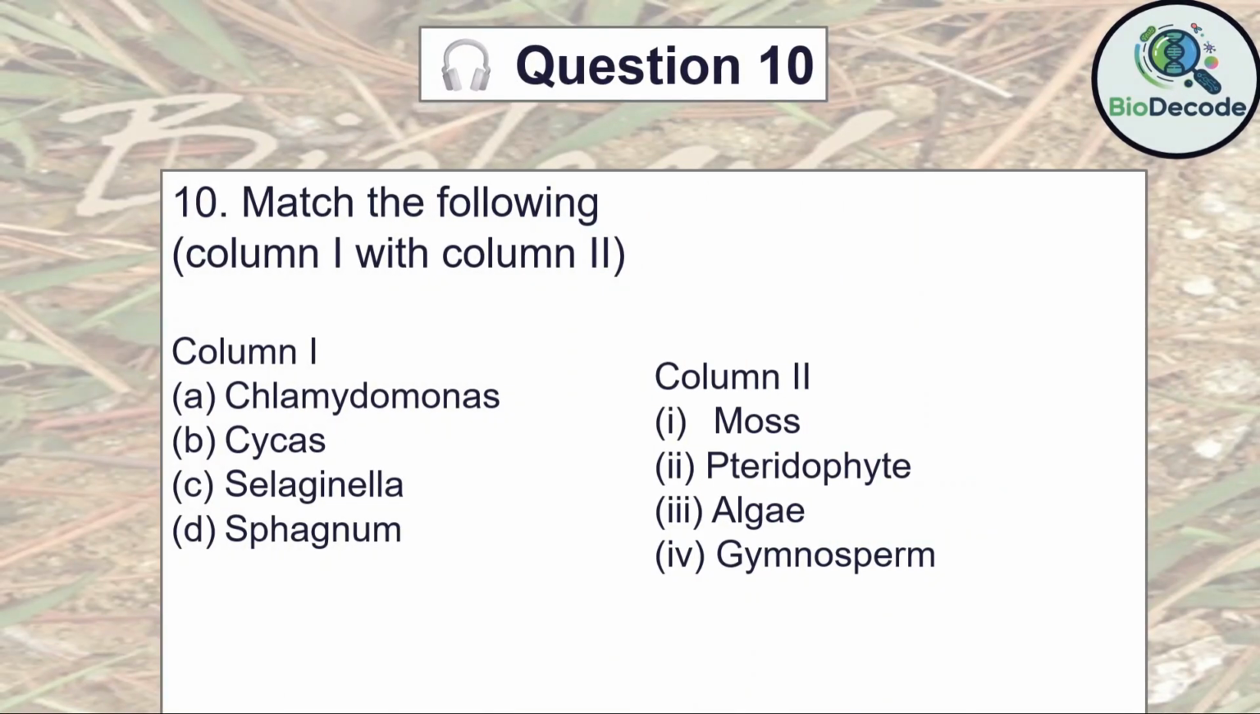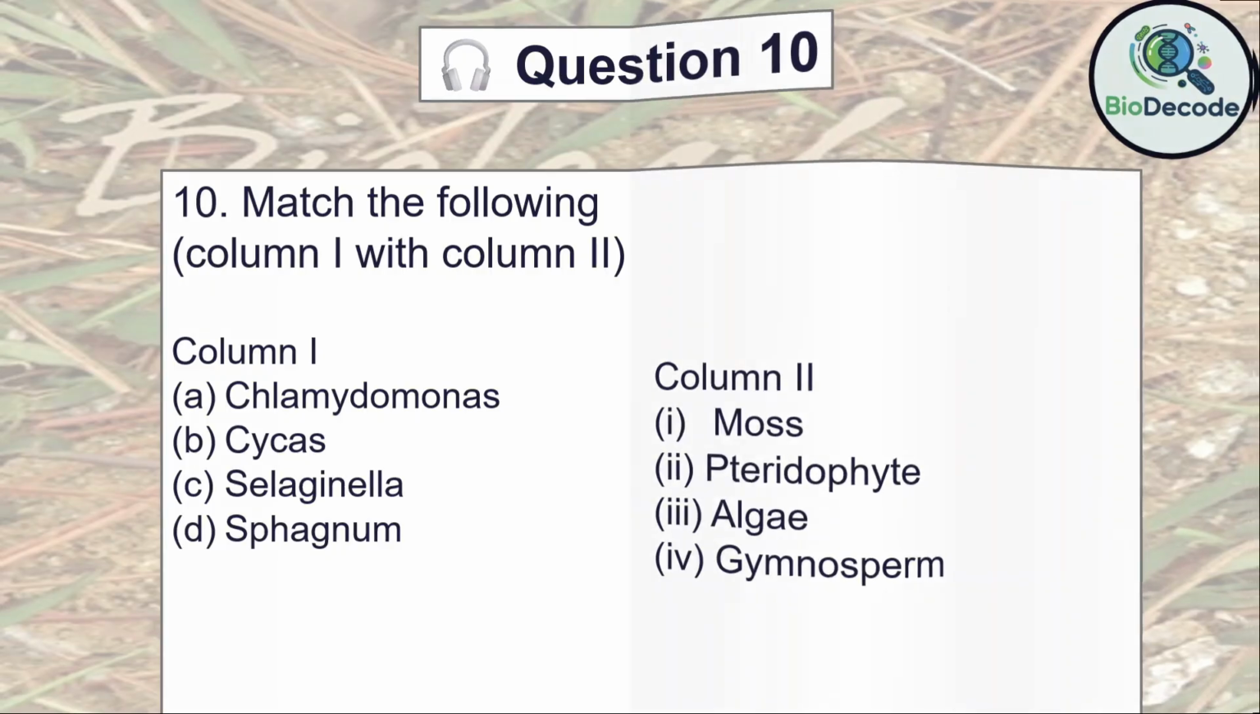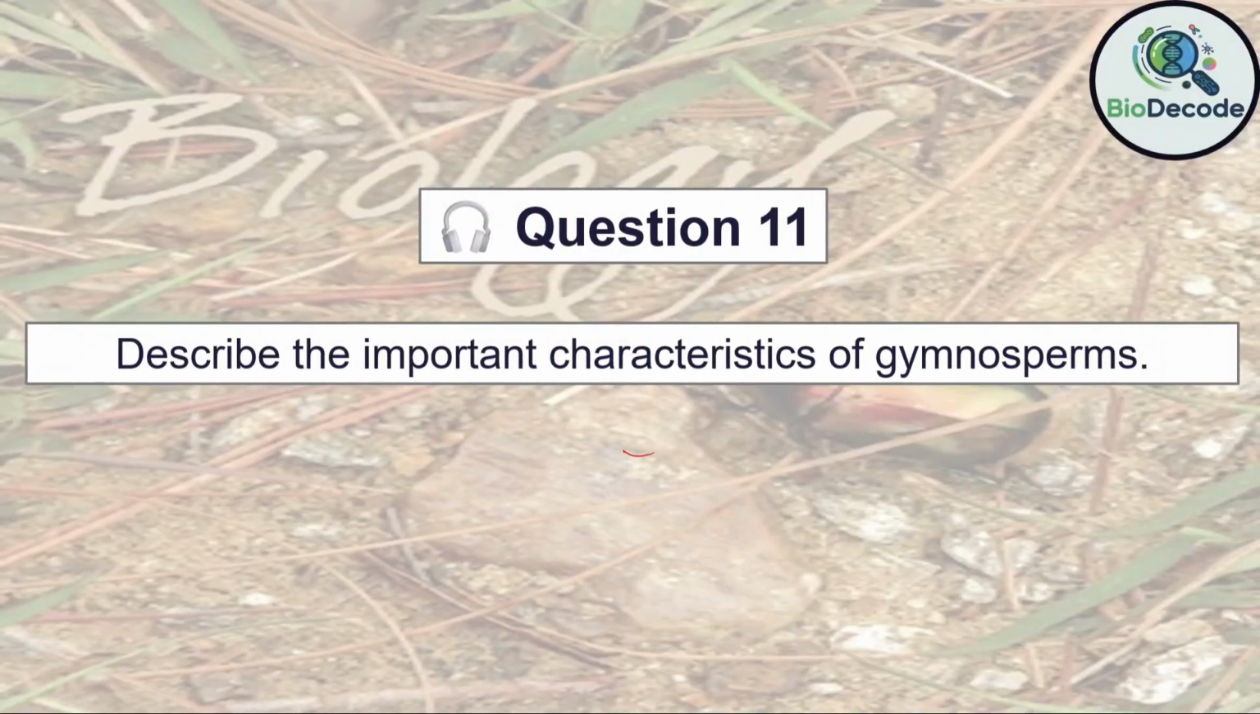Question 10. Match the following. Chlamydomonas, algae. Cycas, gymnosperm. Selaginella, pteridophyte. Sphagnum, moss. Question 11. Describe the important characteristics of gymnosperms.